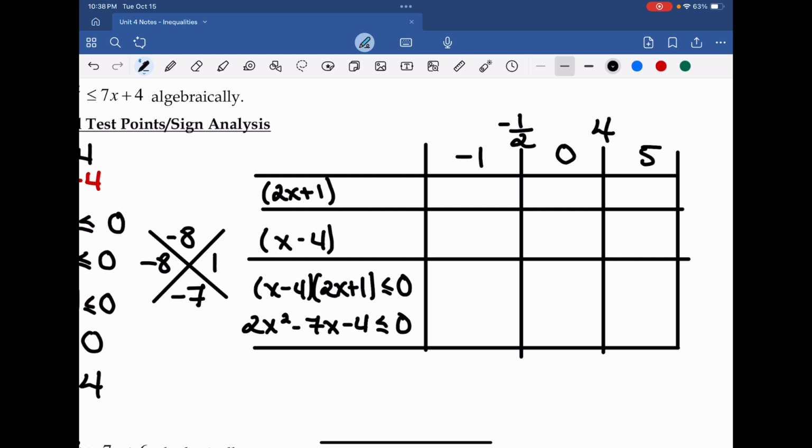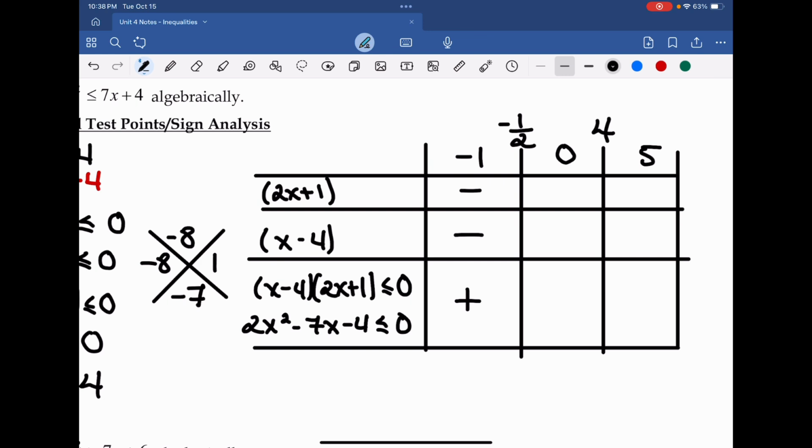Now, going one by one, here's what we're going to do. We look at this and we say, if I plug in negative 1 to the first binomial, negative 1 times 2 is negative 2, plus 1 is a negative. Negative 1 minus 4 is also a negative, meaning this interval is actually a positive interval, or it's where the y values or the graph is all above the x-axis. All right, let's plug in 0 to both.